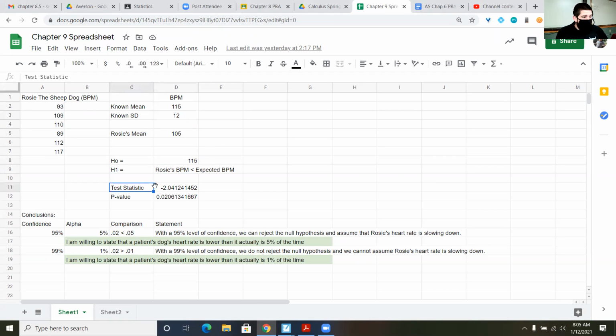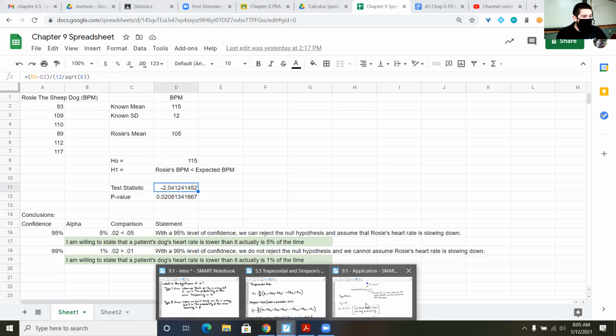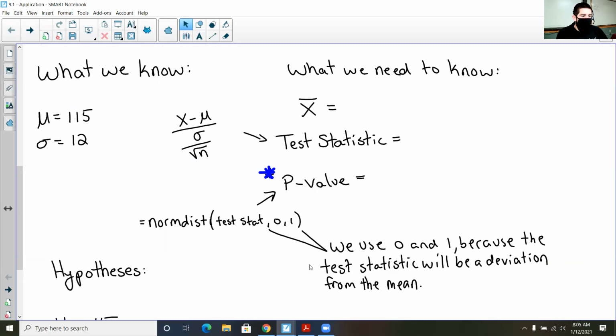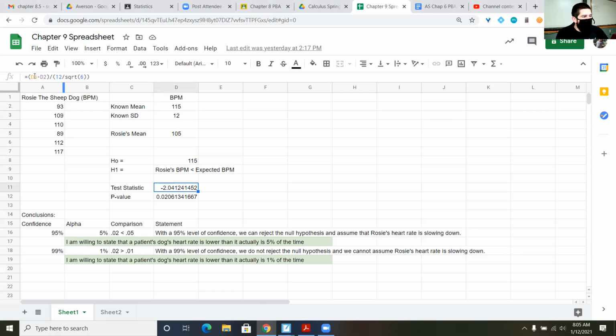So I'm going to find my test statistic. I did that by doing the equation that was found in the slide. So I'll go back to it. This equation right here is what I used to find the deviations from the mean. So the D5 minus D2. So that was the sample mean minus the known mean divided by, notice all the parentheses, the standard deviation of 12 divided by the square root of the sample size of 6. You will need these parentheses because, again, PEMDAS, order of operations.